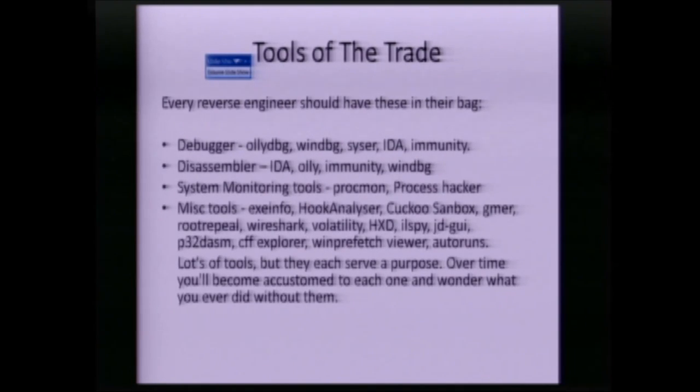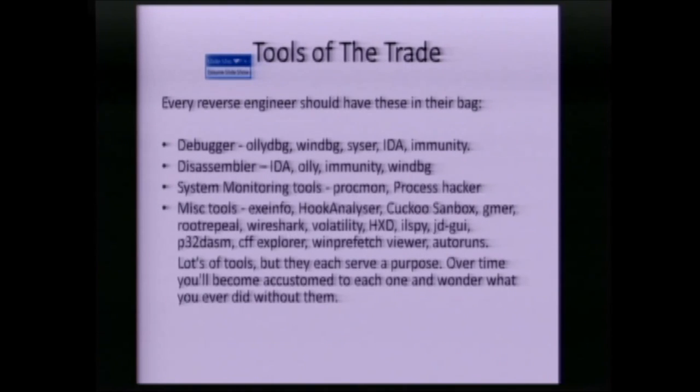There seems like there's hundreds of them, but these are the main ones I use. EXE info, it's a really handy utility. It'll actually identify packers. PEID used to do that about 7 years ago, then they stopped updating, and now it just sucks. So they took the torch and carried it on. So EXE info, number one, hands down, best tool. Hook Analyzer, another great dynamic analysis tool. The Cuckoo Sandbox Suite, amazing if you can set it up. If you can't, then just forget it.